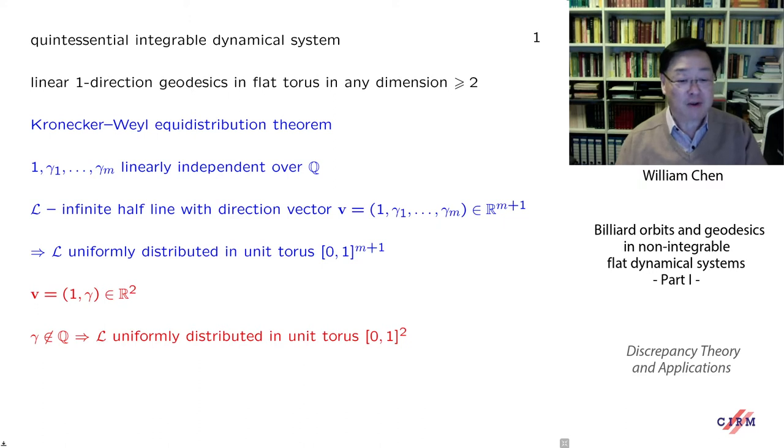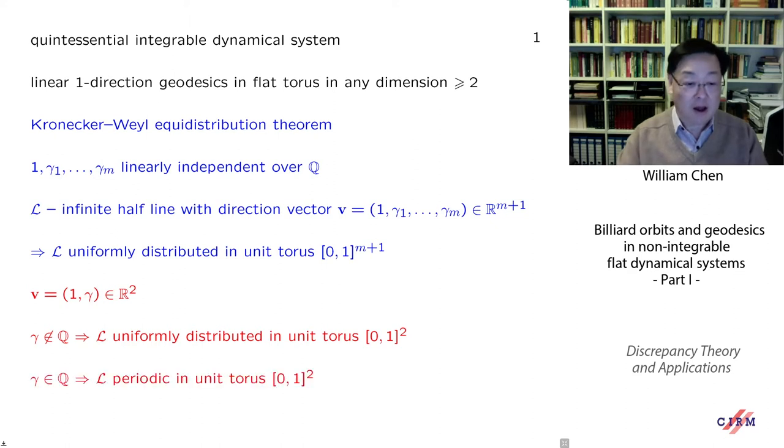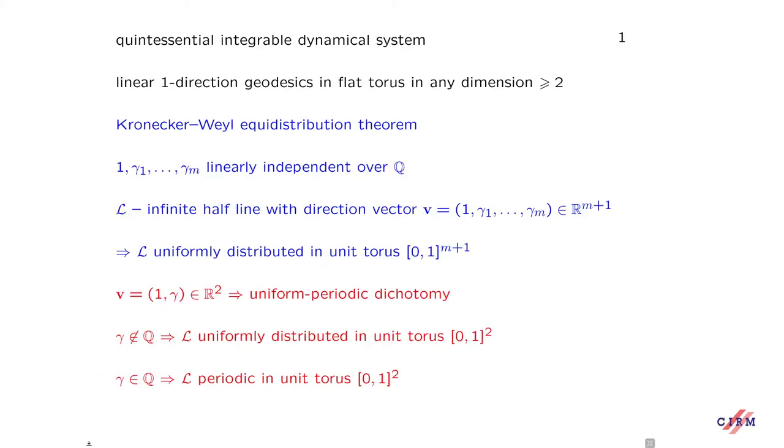In the special case, when we are looking at a two-dimensional problem, then there is only one number gamma that is in question. And according to the Kronecker-Weyl equidistribution theorem, if gamma is irrational, then clearly we have uniform distribution. On the other hand, if gamma is rational, then it doesn't take much to work out that the geodesic must be periodic. Therefore, we either have uniform distribution or we have periodicity. And this is an example of the uniform periodic dichotomy.